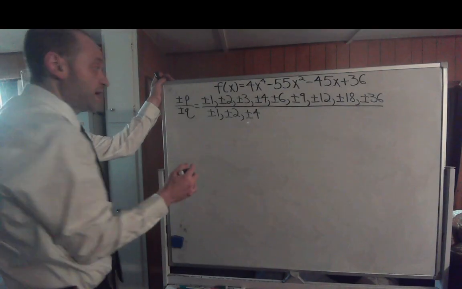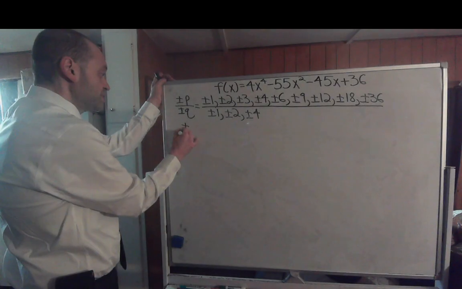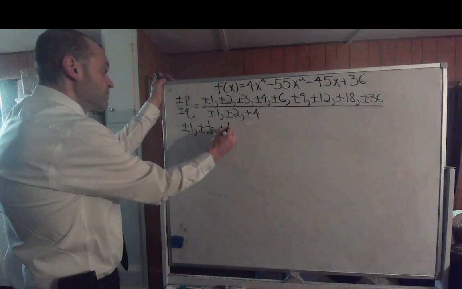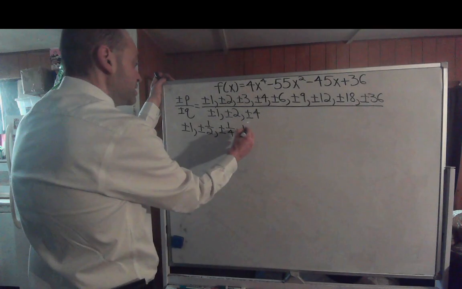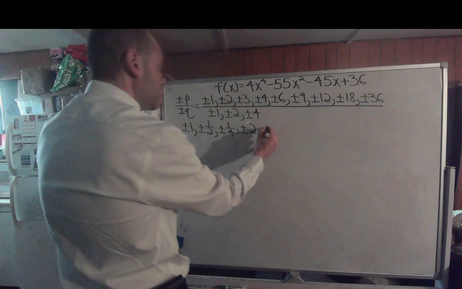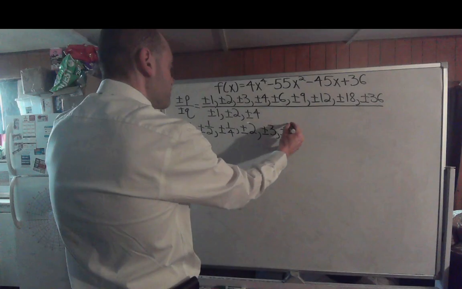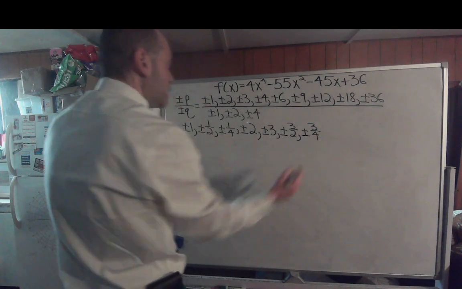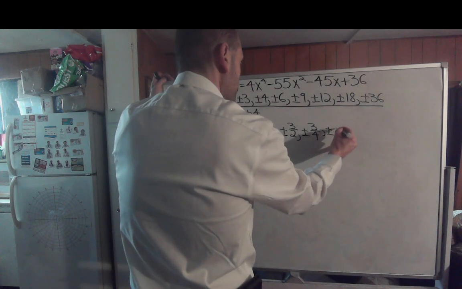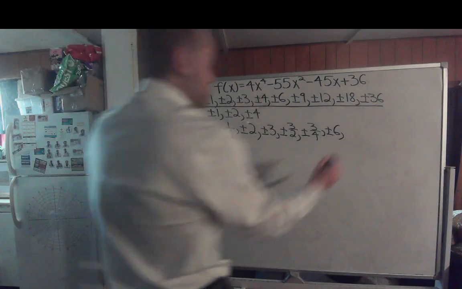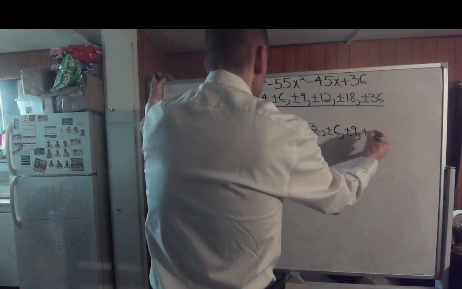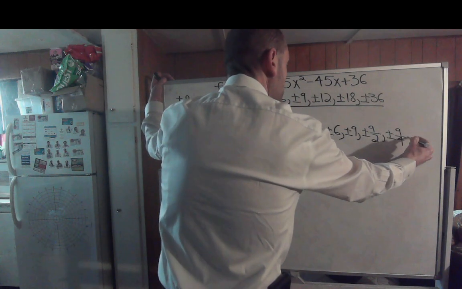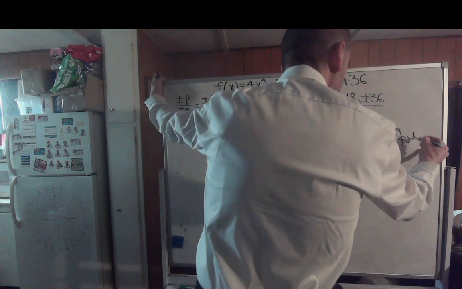So that means your possible rational zeros are going to be plus and minus 1, plus and minus 1/2, plus and minus 1/4, plus and minus 2, plus and minus 3, plus and minus 3/2, plus and minus 3/4, plus and minus 6, plus and minus 9, plus and minus 9/2, plus and minus 9/4, plus and minus 12.